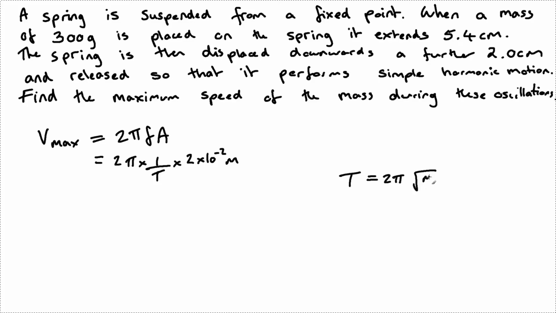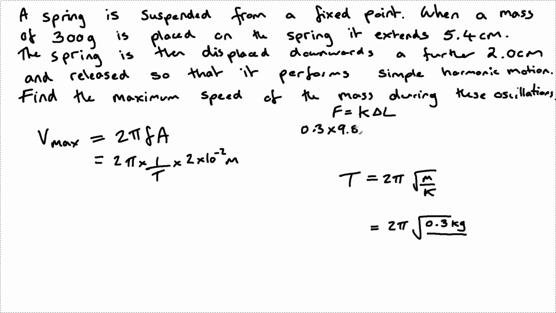So if I know I've got a mass of 0.3 kilograms, of course we don't know the spring constant, but we do know that initially when we put 300 grams on the end of the spring, it extended 5.4 centimeters to reach an equilibrium position where the weight pulling the spring downwards was matched by the tension in the spring. So what we can do then is use the formula F equals k delta L, Hooke's law basically.